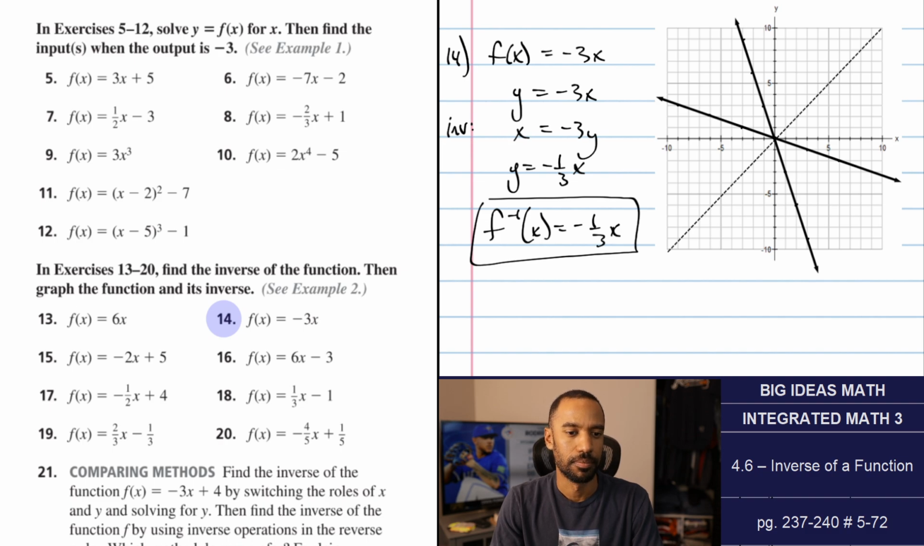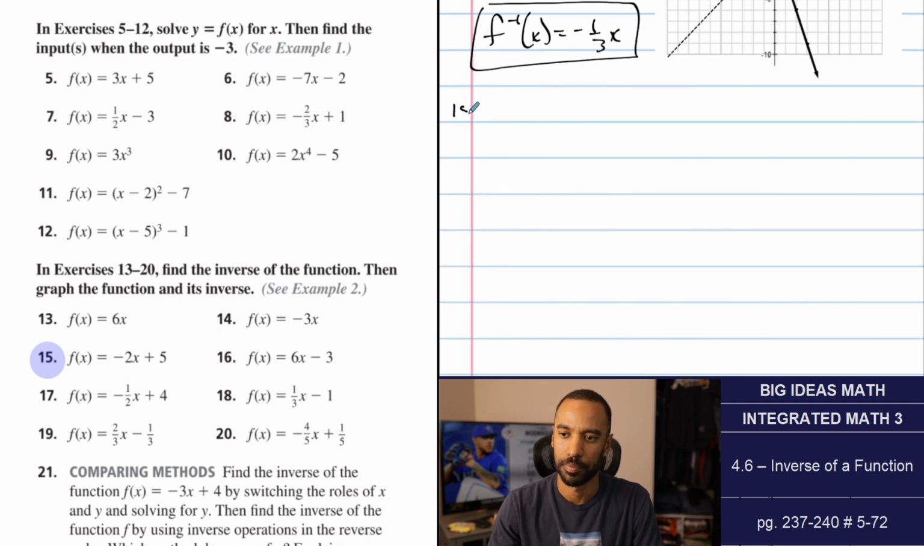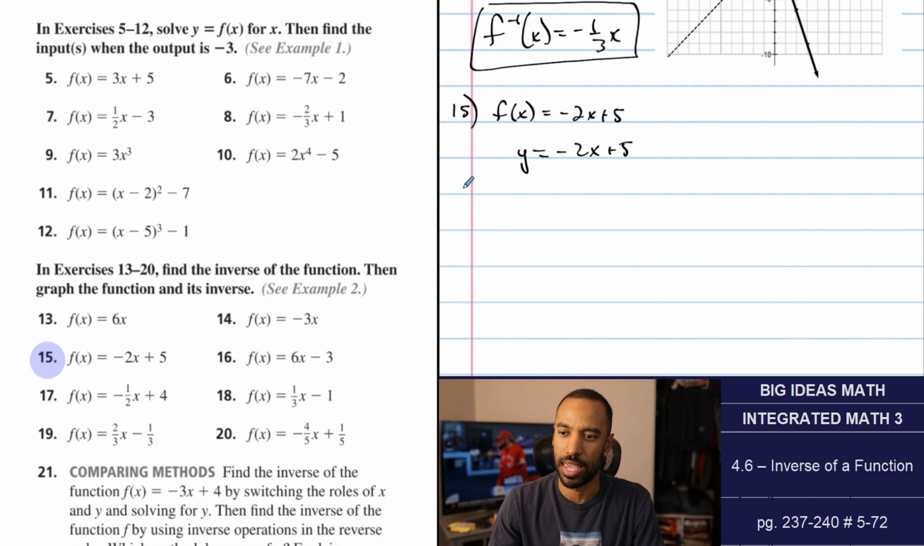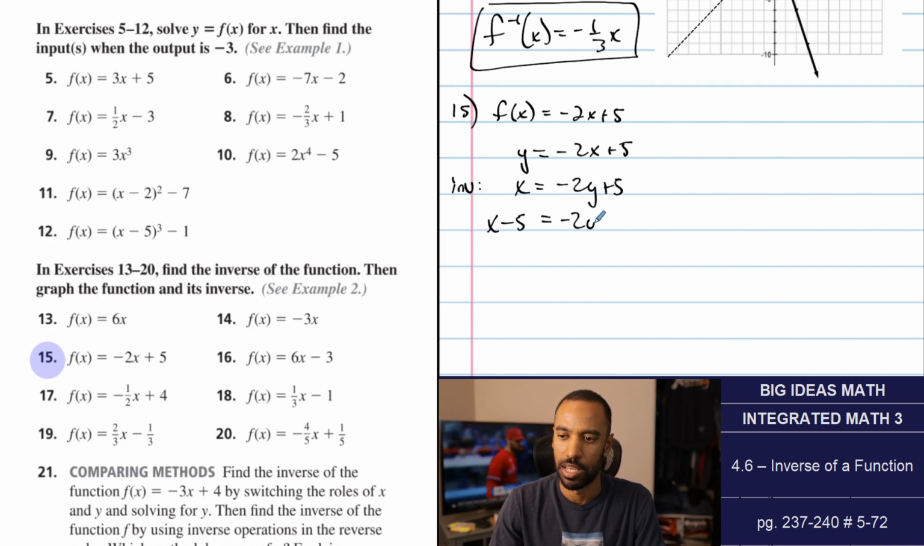Okay, number 15. f of x equals negative 2x plus 5. Let's find its inverse. Swap x and y right here to make it x equals negative 2y plus 5. And let's get y all by itself again. Subtract 5 from both sides. Divide both sides by negative 2. This will be y equals x minus 5 over negative 2.